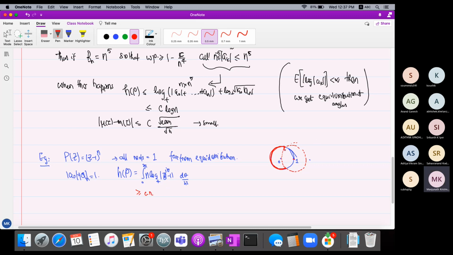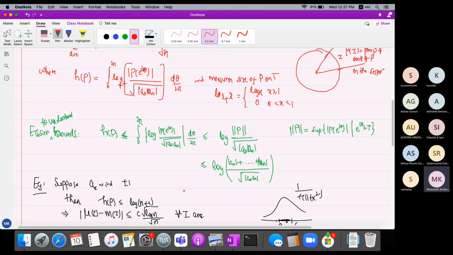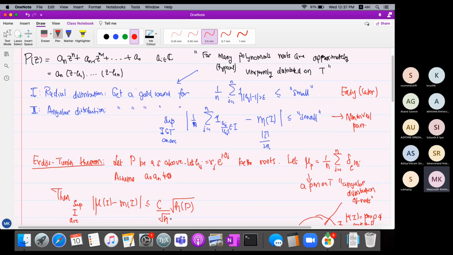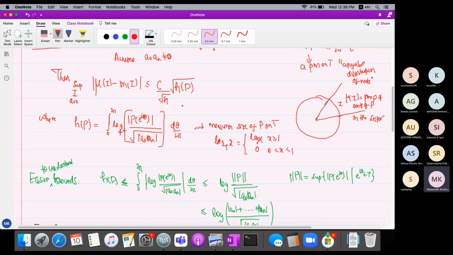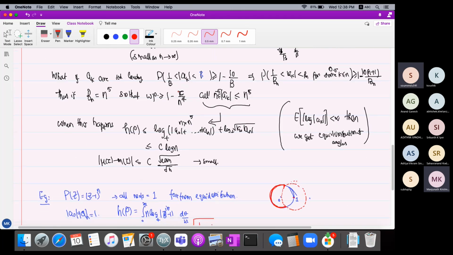So the constant is whatever is the log of the modulus of e to the i theta minus 1 on this arc, which is something. I don't need to figure it out. It is bounded below by a constant times n. So you see that this is problematic: h of p over n is greater than or equal to a constant. So this is not giving equidistribution. This is an example that shows how it happens.